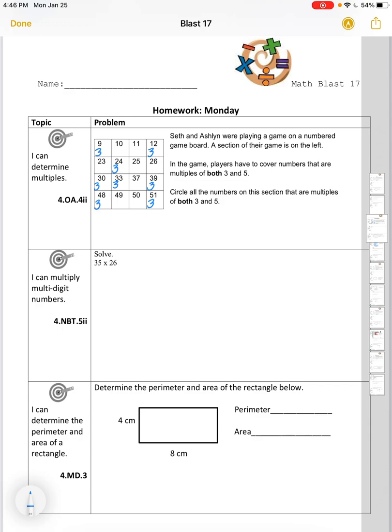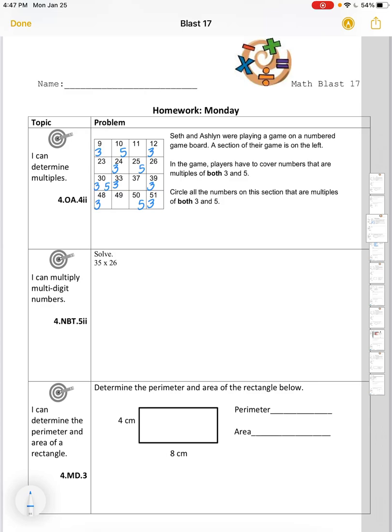Now I'm going to find multiples of 5 by skip counting by 5s. I'll put a 5 in the box each time I come to a number that's on the game board. 5, 10, 15, 20, 25, 30, 35, 40, 45, 50, 55. And so any other number when skip counting by 5 would not be on my game board.